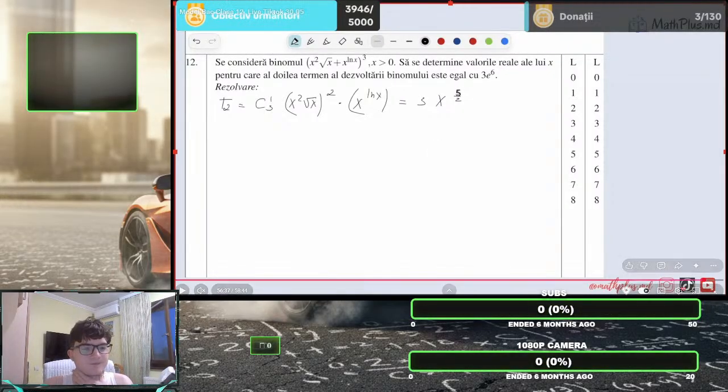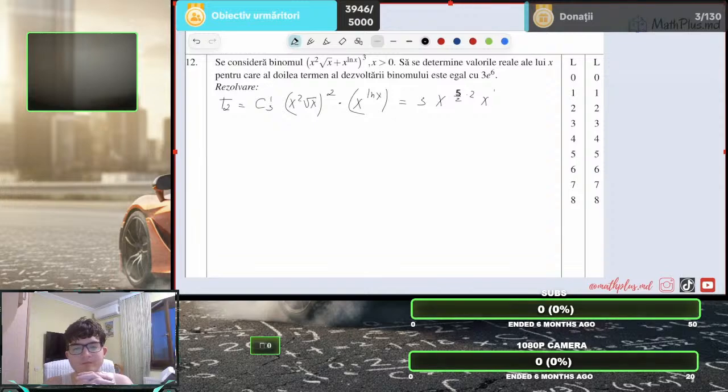X square root is x to the power of 1 divided by 2. Let me explain what happened here. We have x to the power of 2 and x to the power of 1 divided by 2. So the powers we add, so it's going to be 2 plus 1 divided by 2. We give a common denominator 2, so it's going to be 4 plus 1 on top, so 5 divided by 2, and then times 2, because of the 2 that was already out of the fraction.